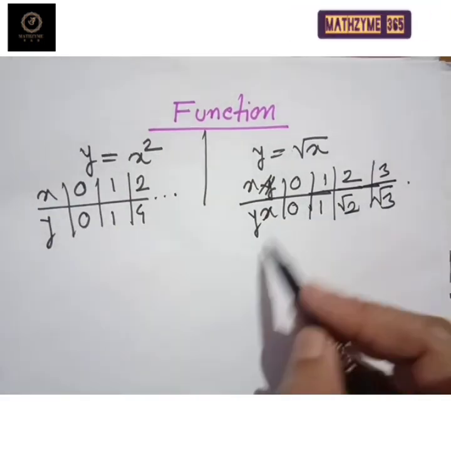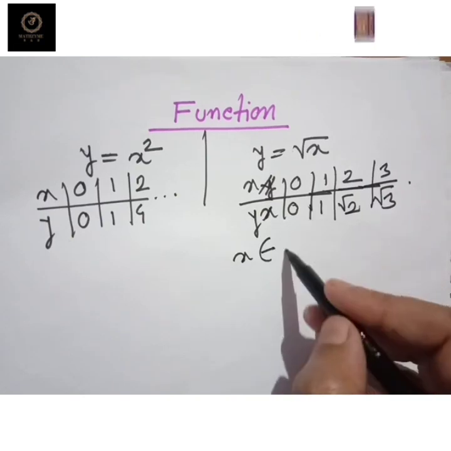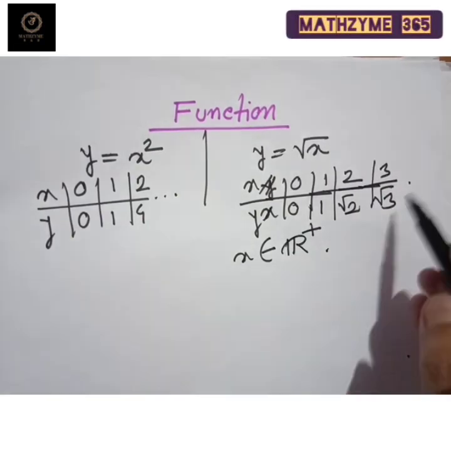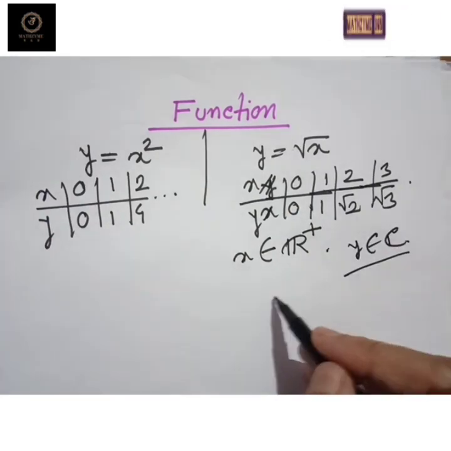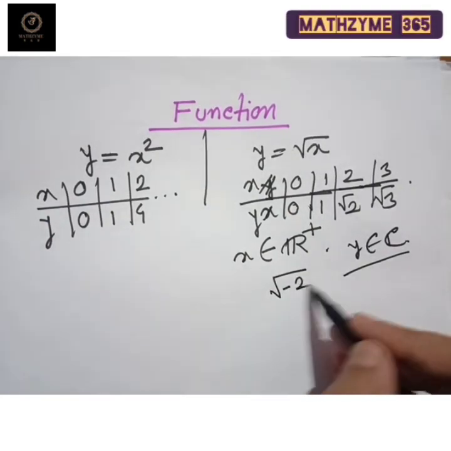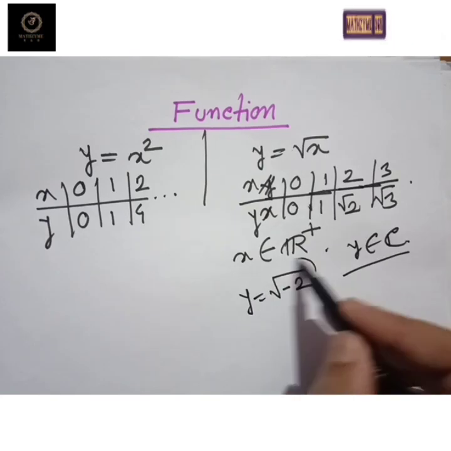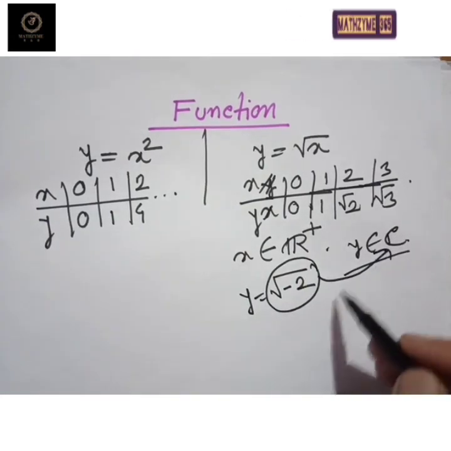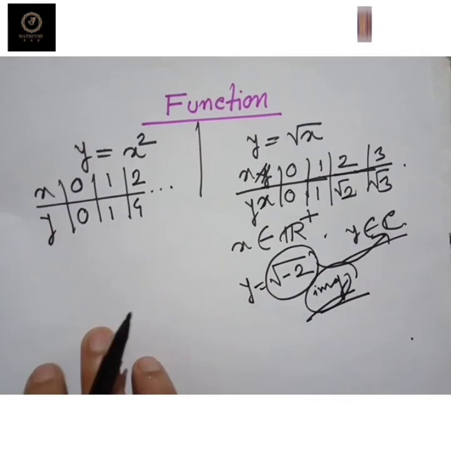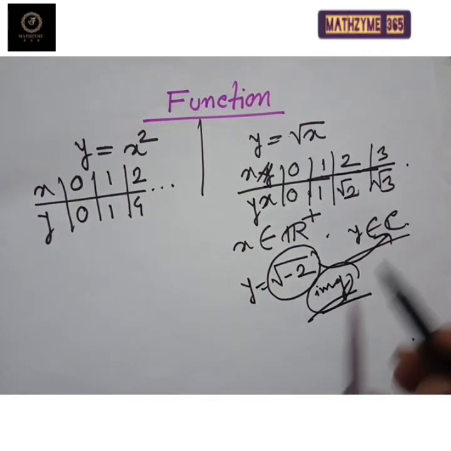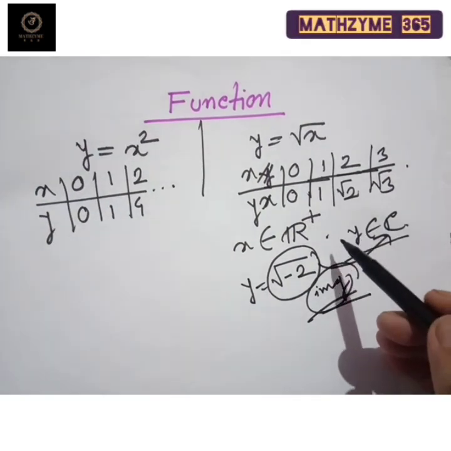Now see, we always take x as a positive real number. If we take a negative real number, then y belongs to the complex family. For x equals minus 2 we get y equals root over minus 2, and this belongs to the complex family or imaginary numbers, but we are in the real family, hence we do not check the negative value for x.